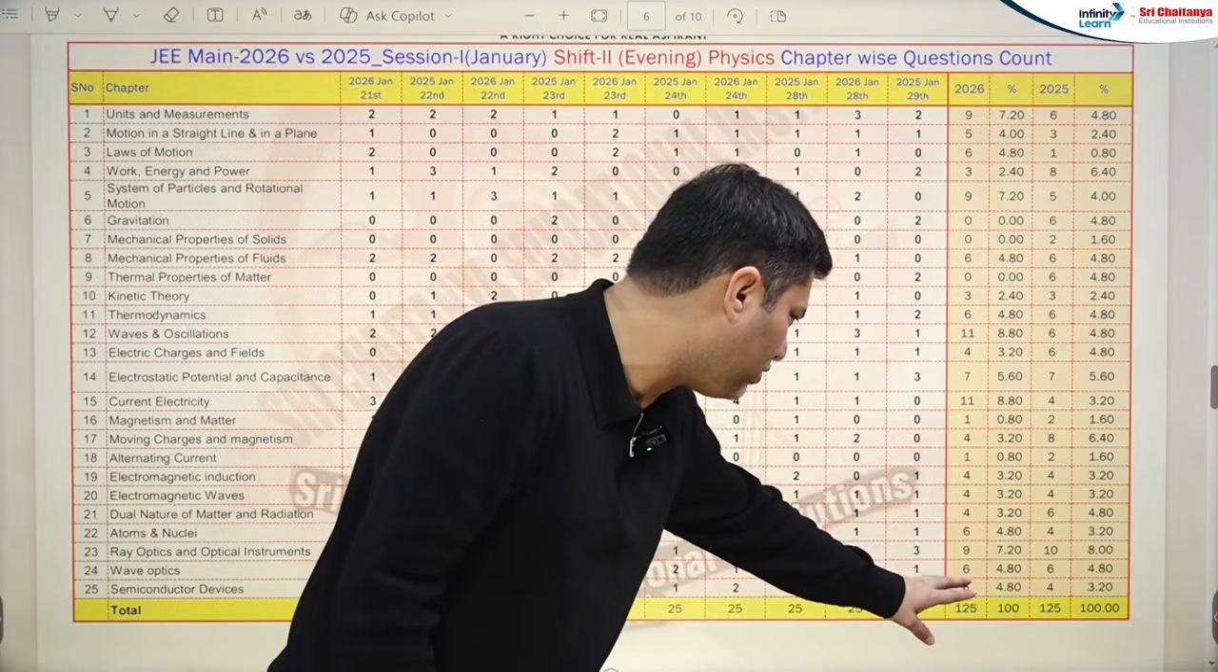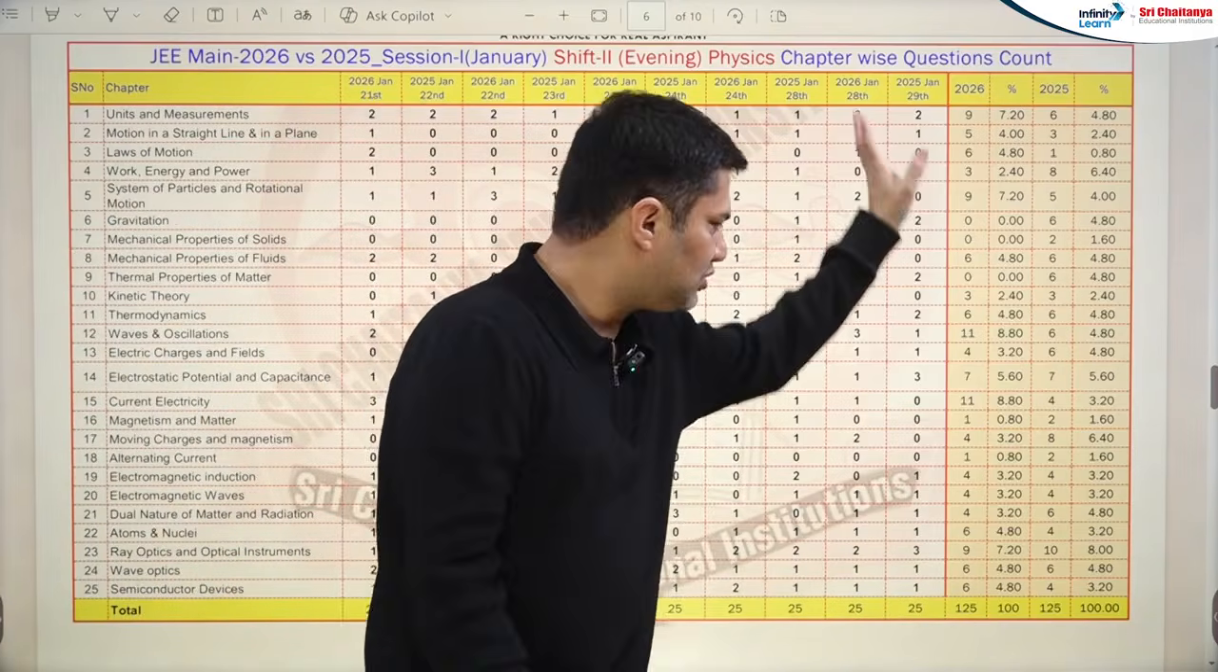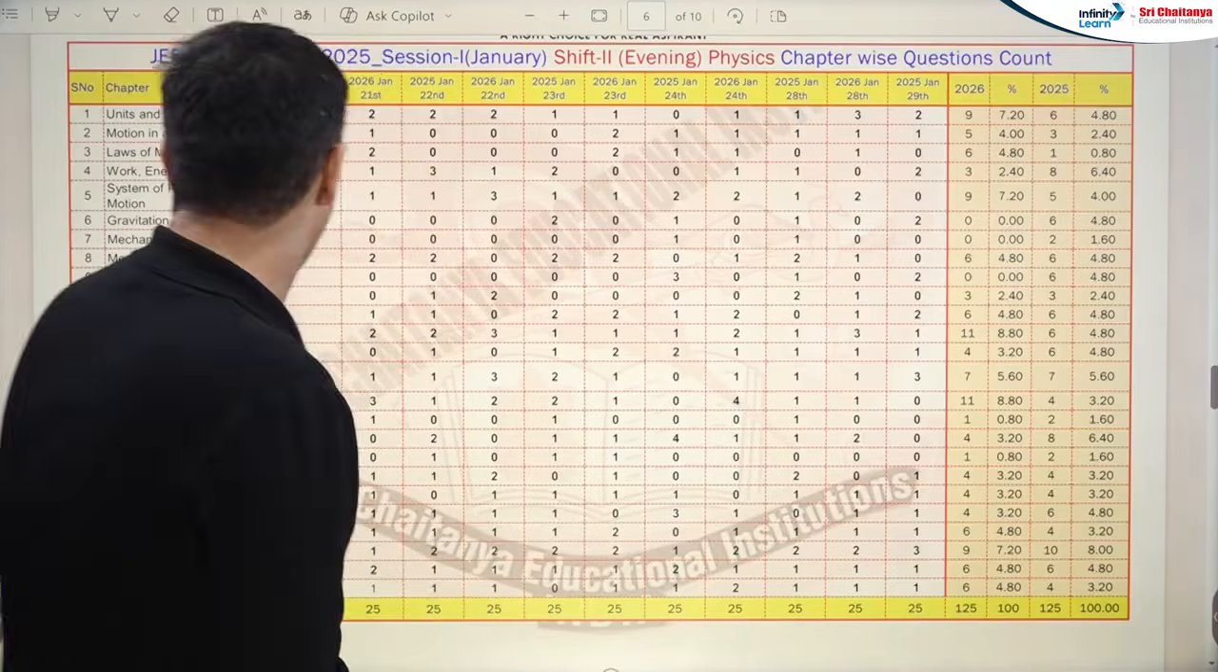And 9, 10, 6, 4, almost similar. Like semiconductor also, the weightage has increased slightly. So this is the overall view of the physics portion.